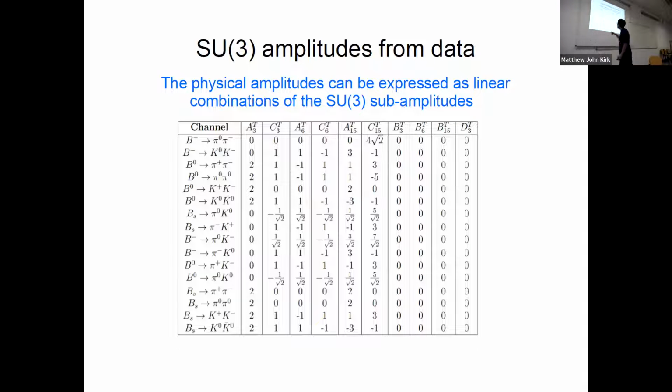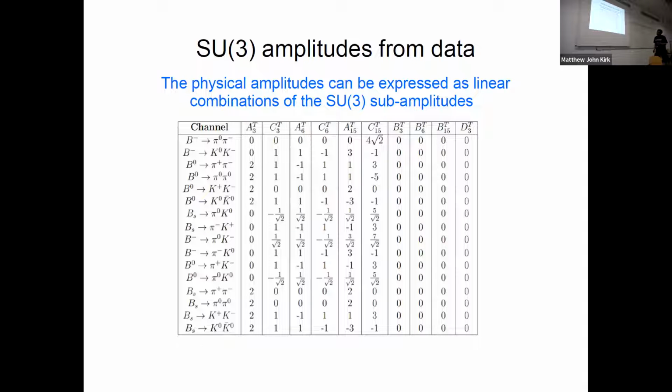If you want to describe B minus going to pi naught, pi minus, from the SU(3) side, the only thing you need is C15P. The amplitude will go as 4 times the square root of 2, and then the coefficient C15P from the T side times some CKM element. Then you put the P side, which is the same coefficient, but instead of a T here, you have a P, C15P. So this is how powerful it is.